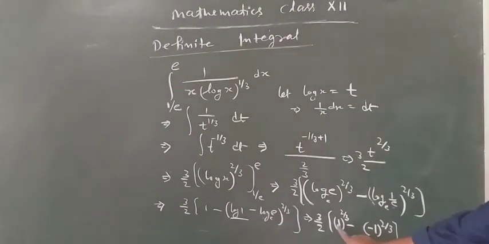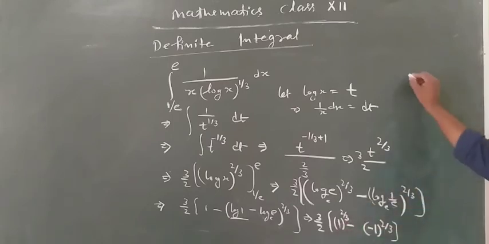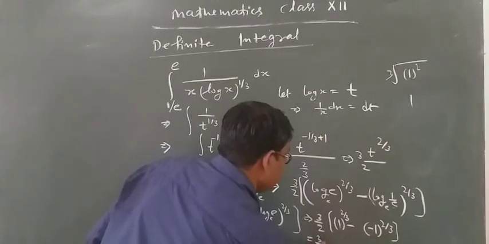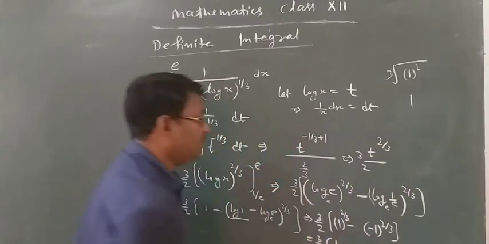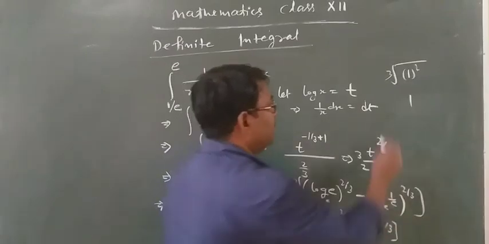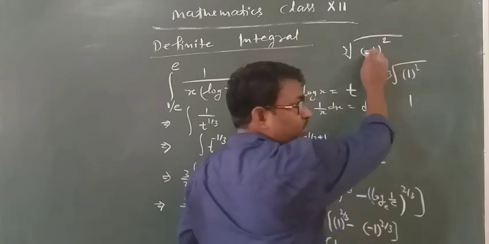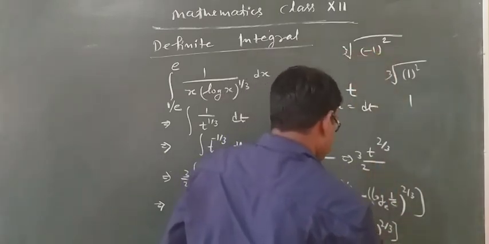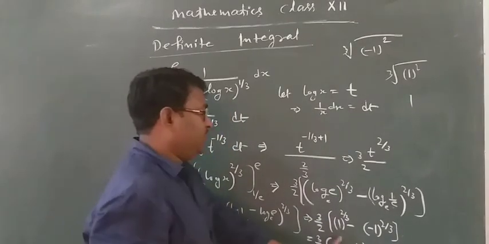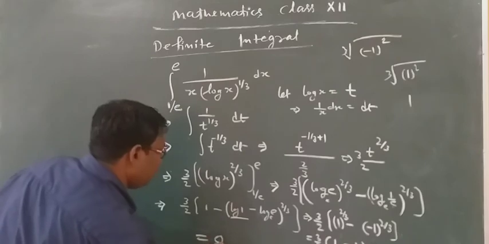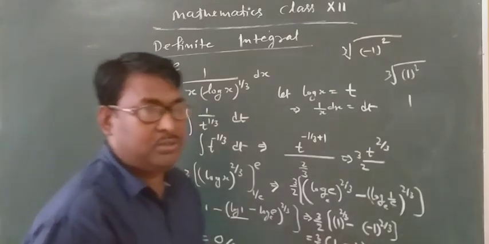Okay, so what is 1 power 2 by 3? 1 power 2 by 3 means cube root, that is 1. So this value you can write as 1 minus, what is the value of (minus 1) power 2 by 3? It means cube root, so the cube root of 1 is again 1. So this cancels out, and this will give you the result.